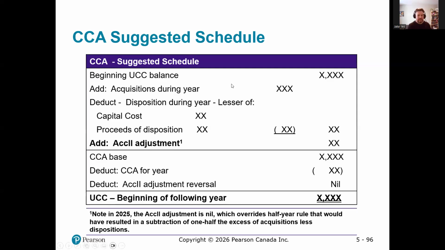That's the end of dispositions. In the next video, it's going to be the last video of the chapter. We'll discuss why we would want to have assets in separate classes.